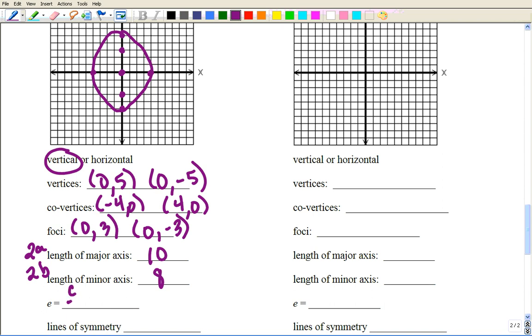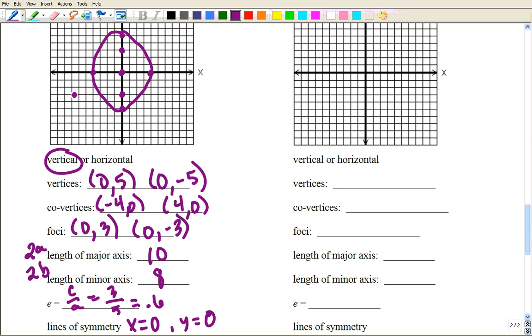e is that formula c over a. Well, c was 3 and a was 5. So then that is in decimal form 0.6. So it's a little more than halfway between 0 and 1, so it's a little more elliptical than it is circular. And then for the lines of symmetry, those are just going to be our 2 axes of symmetry. So we have x equals 0 and y equals 0, the vertical and horizontal lines that went through the ellipse.